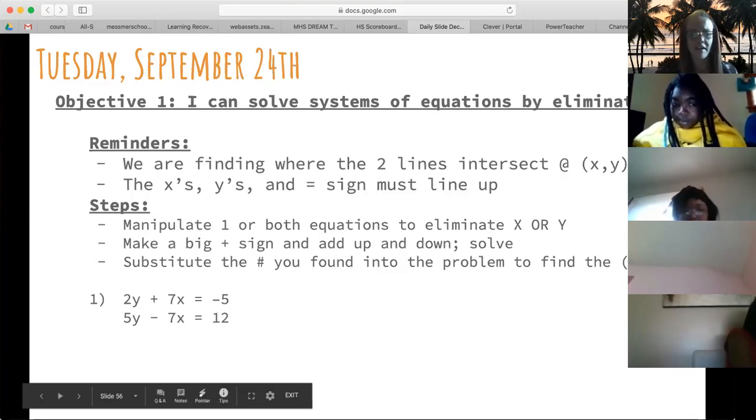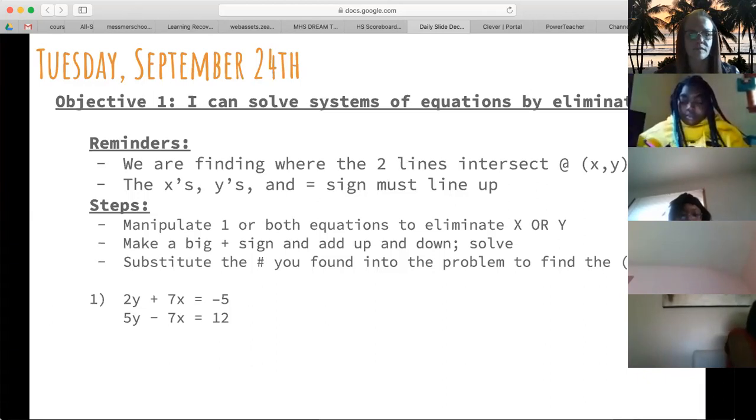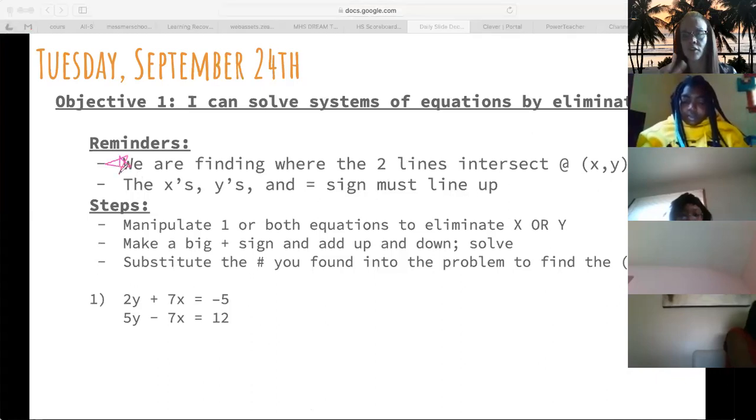Okay, so today's elimination, which is pretty similar to substitution. Reminders on what we're trying to do here: we are still looking to find out where the 2 lines are intersecting. That is our main goal right here. We're still looking for our x comma y as our answer. So the difference here, remember in substitution yesterday, we wanted to have one of the variables by themselves. We don't want that for elimination. We want the x's, the y's, and the equal sign to be lined up. So if you look at the example down here, you can see that the y's are lined up, the x's are lined up together, and the equal sign is lined up. So we want that to happen, and then we know that the elimination method is probably easier to do for this problem.